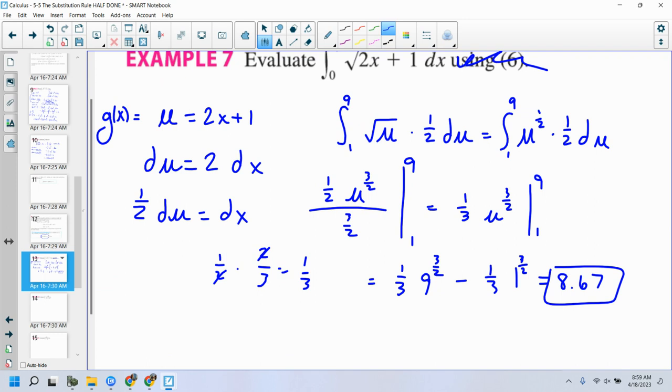26 thirds. Notice that I never needed to plug 2x plus 1 back in, because I changed the boundaries. If I wanted to, I could work my way around it. I could plug 2x plus 1 back in and then run it through 0 and 4. That's fine too.